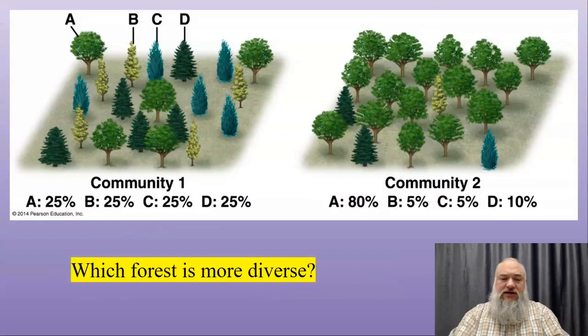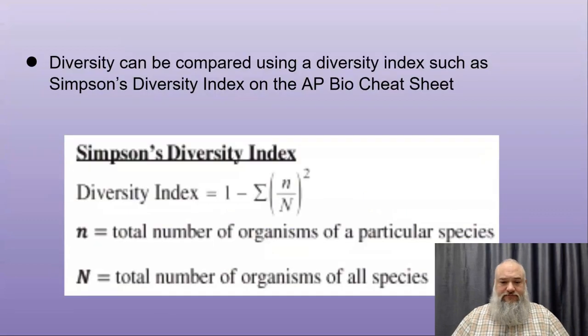So which of these two communities here is more diverse? Pause it and tell me. Well, they're both equally diverse as far as richness goes. They both have 4 different species. But community 1 is better as far as the relative abundance of them, because they're more evenly spread out. You can walk through the forest, you'll see all the different trees. Community 2, you can walk through the forest and only see the one type of tree.